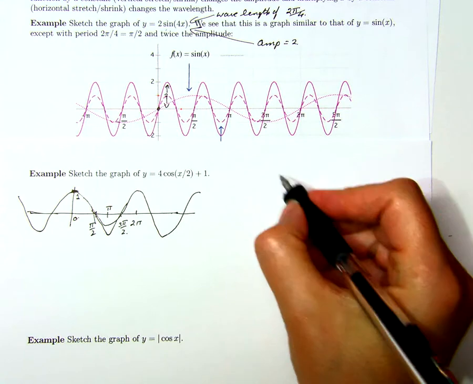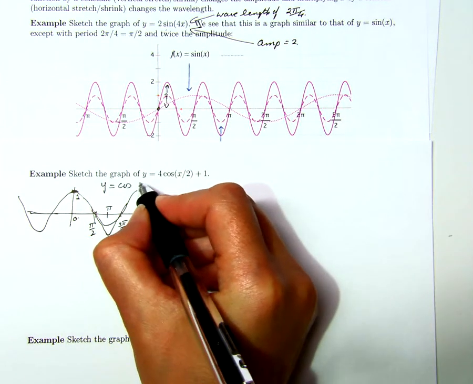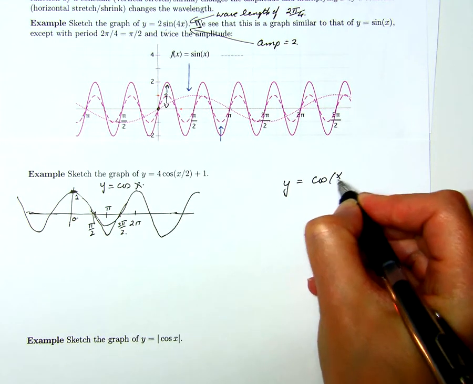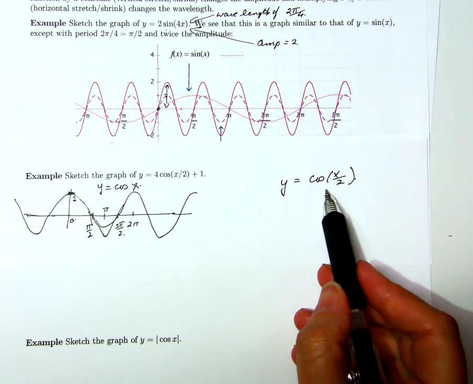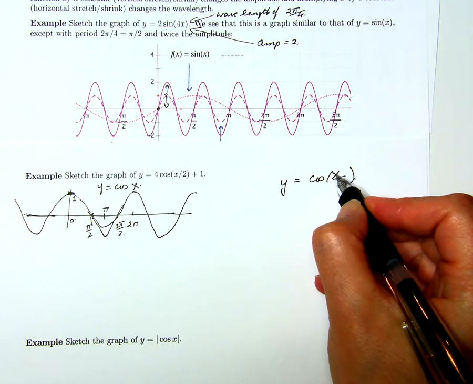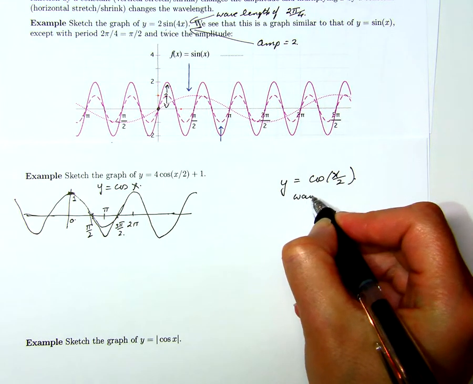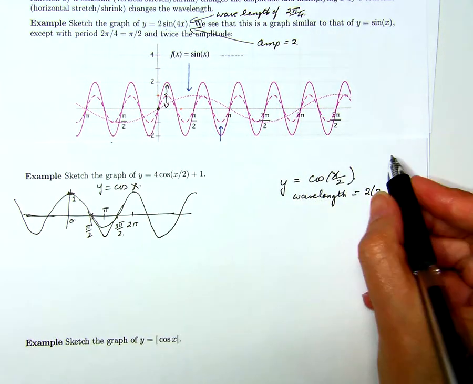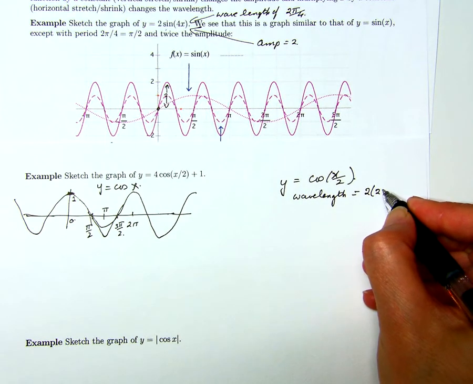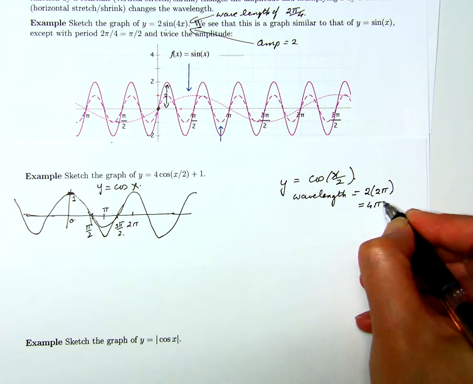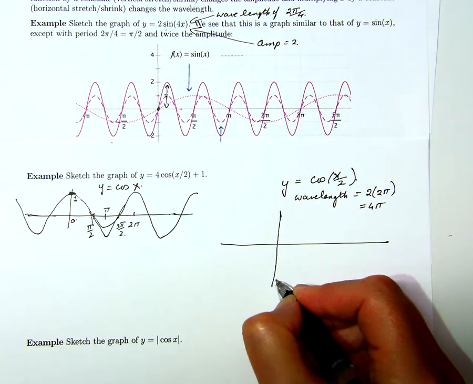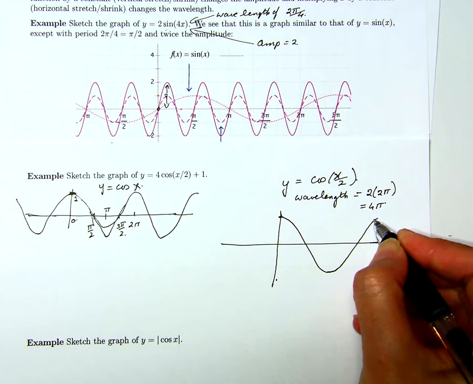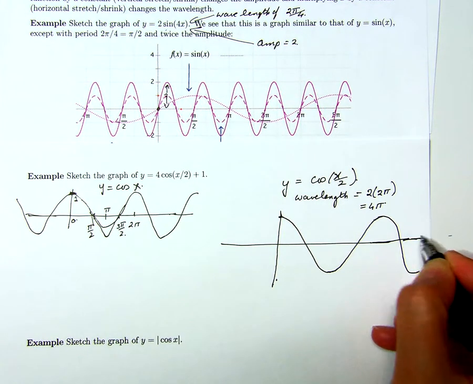And now the graph of cosine of x over 2 is similar to this, except it's been stretched horizontally and its wavelength is twice the wavelength of the graph of cosine of x, and so it's twice 2 pi, so that's 4 pi. So now this function completes one full wave on an interval of length 4 pi.